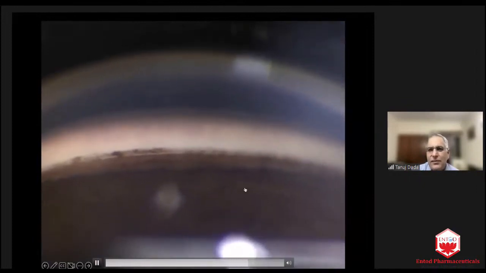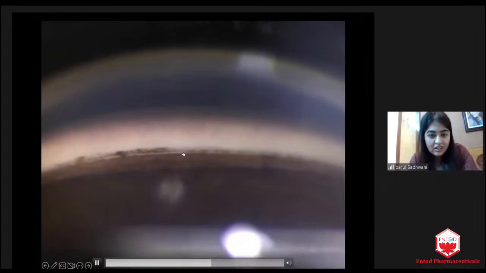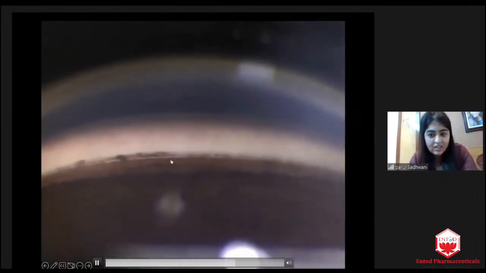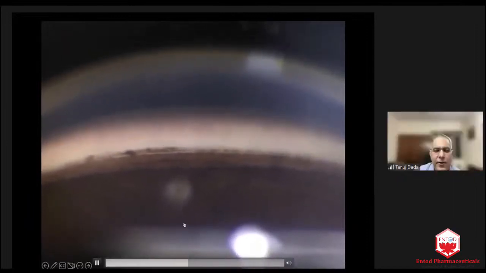Sir, this is a closed angle structure. So, you need some coffee or tea, I think. Why are you saying closed angle? See very carefully. This white zone is visible. Ciliary spur is visible, then it cannot be closed angle. But what is this? You see this white band-like structure? Yes, sir. What is this? What is posterior embryotoxon?